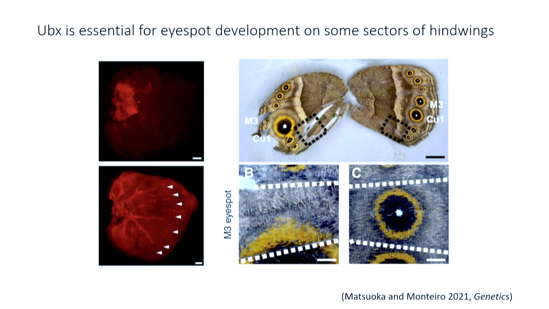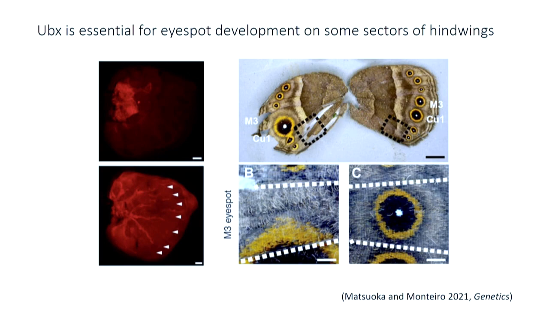Ultrabithorax is expressed just in hindwings in a pretty homogeneous domain across the whole cells, but is expressed at a little bit higher levels in the eyespot centers in the larval stage. So what we did to test the role of ultrabithorax in eyespot development was to knock it out. This was done by Yuji Matsuoka in the lab.